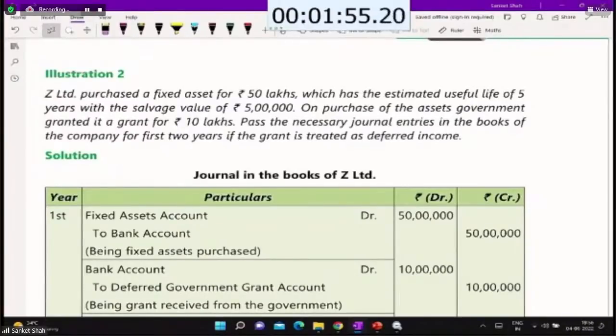In first illustration, you deducted it from the fixed asset. In second illustration, you created deferred GG. Please understand the difference.